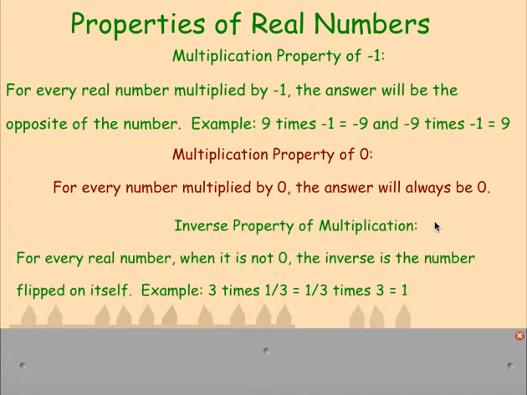Lastly, just like I was talking about with those reciprocals, when we take a real number, except for 0, the inverse is the number flipped on itself, so the reciprocal is what we're talking about. So if we take 3 times 1/3, we will get 1. Okay, so a number and its reciprocal multiplied will always be 1. Some of these will have different names, like the multiplication property of 0, we will call zero product property sometimes. And inverse property of multiplication sometimes will be the multiplicative inverse. You will see those names every once in a while.